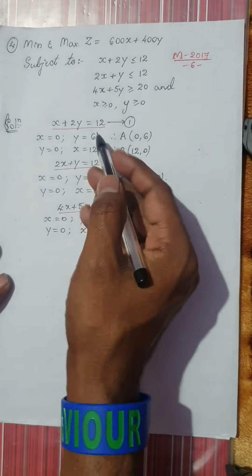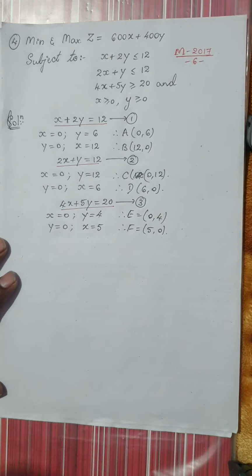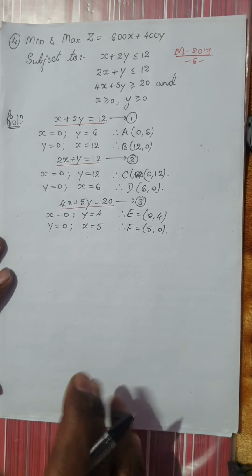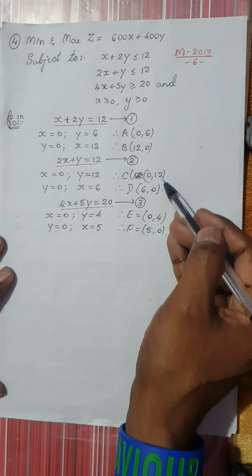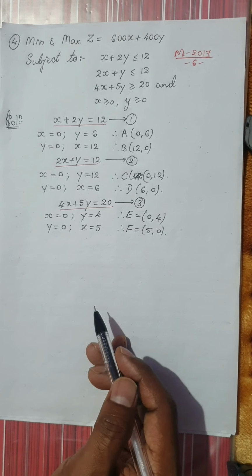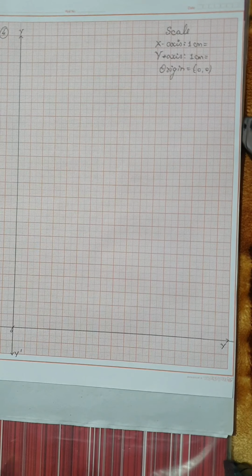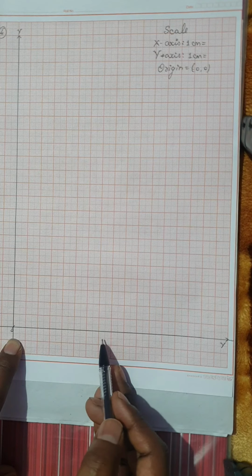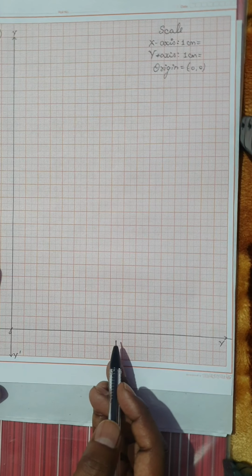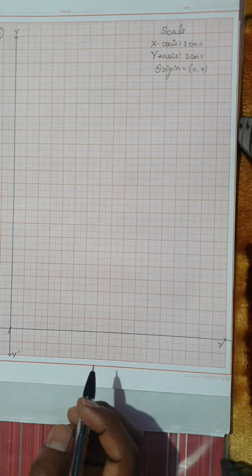Okay, so my 6 points are ready, with which I will get three equations. You can see there the maximum value of x is 12 and the maximum value of y is also 12. So if your graph sheet is ready, I've actually kept my graph sheet ready. I will take the scaling 1 centimeter as 1 unit, and let us go on with plotting the lines first and then finding the feasible region.